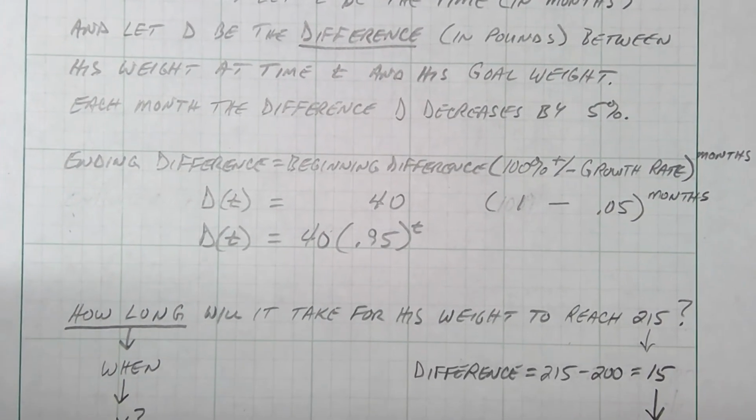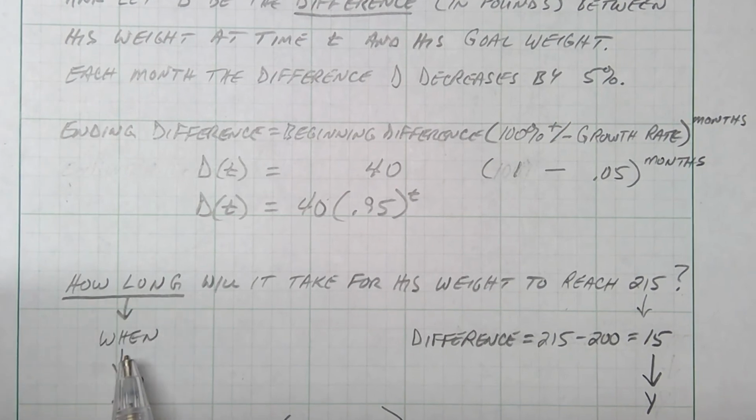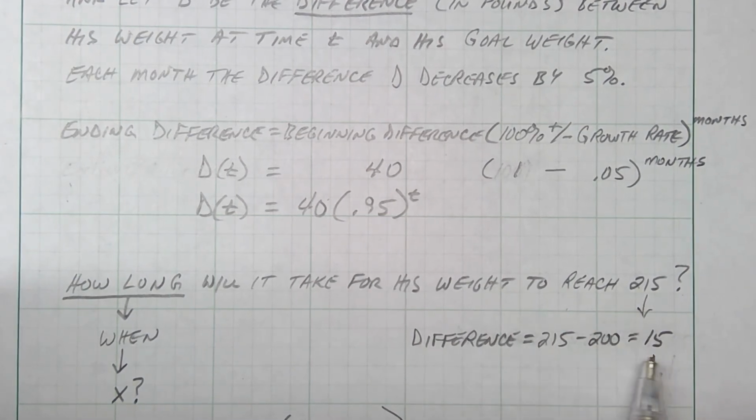All right, think about the question now. The question says, how long? That's a when question. They're saying, when will he be 15 pounds overweight? Well, when is always your x-axis, your time axis, all right? So they're saying, when will he be 15 overweight?